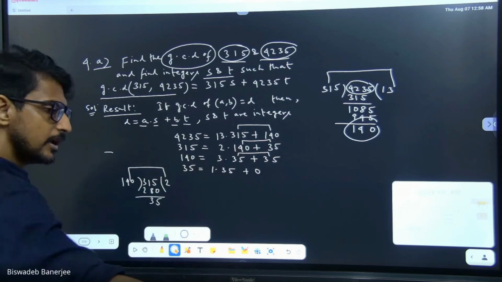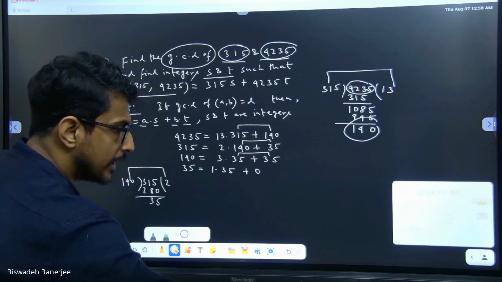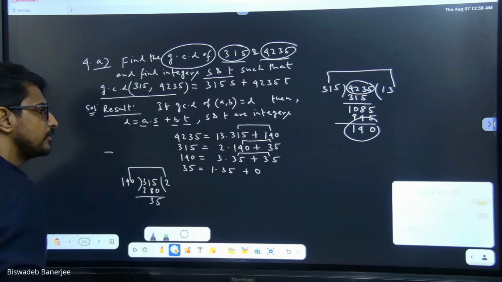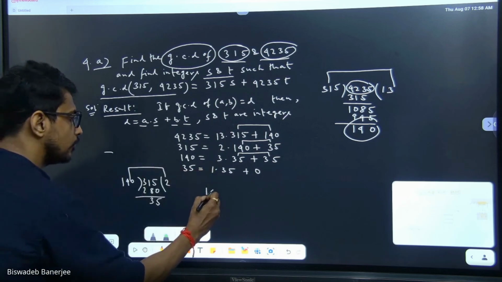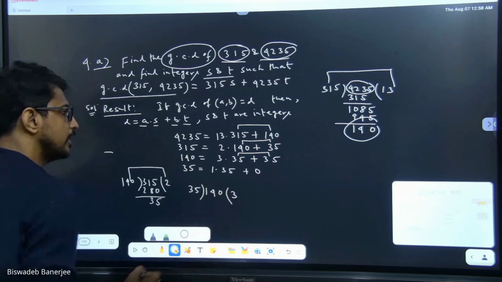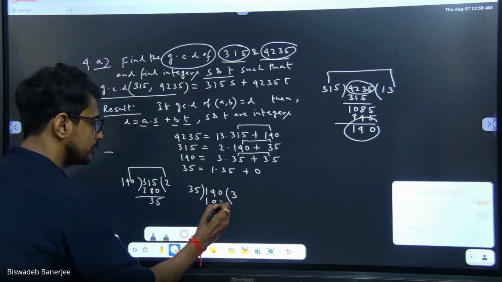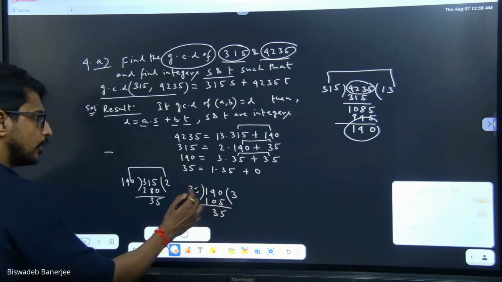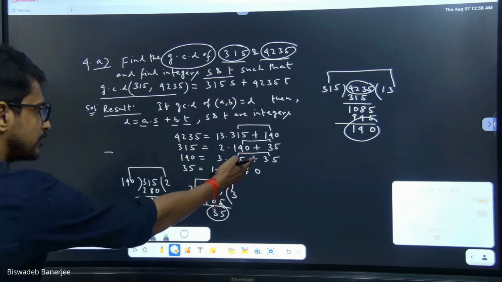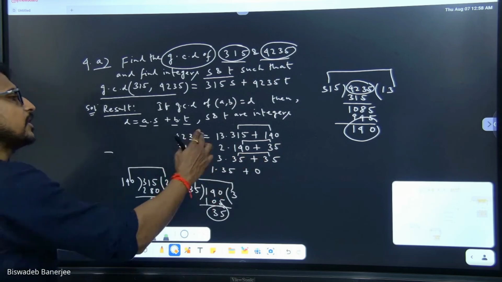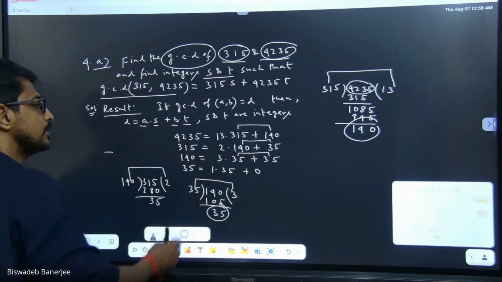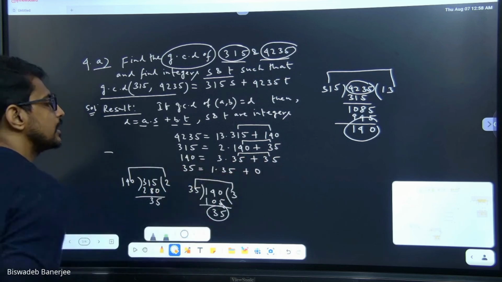And finally, write 140 as a multiple of 35. 3 into 35 is 105, and the remainder is 35. That means 140 equals 3 into 35 plus 35, as written here. And finally, express 35 as a multiple of 35. That can be written as 35 equal to 1 into 35 plus 0.